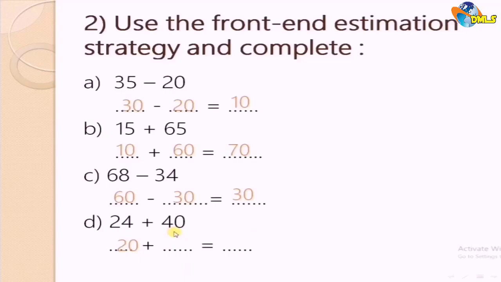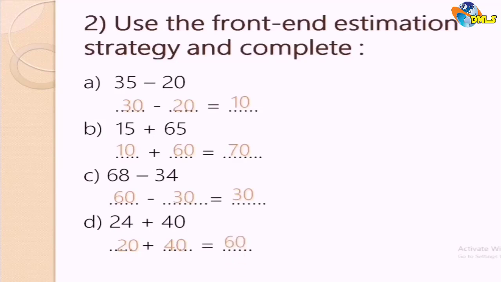Second number, 40. A two-digit number, so I look at the tens place. Here in the tens place, I find 4. So the value of digit 4 is 40, and the estimation of 40, of course, will be 40. Then we will add the two numbers. 20 plus 40 equals 60.